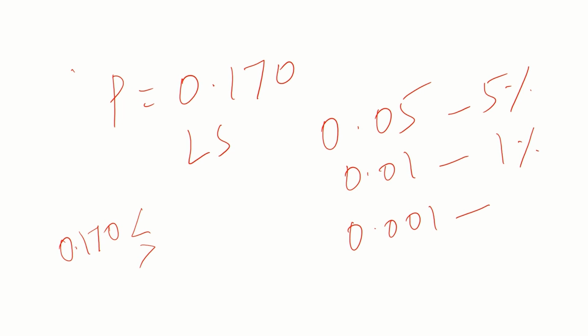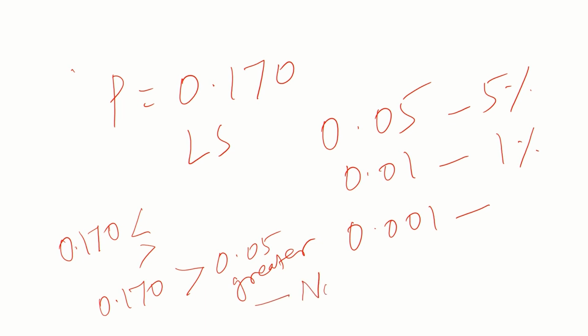Here 0.170 is greater than 0.05. This is called greater than. It is greater than 0.05. Greater than 0.05 indicates not significant. Shortly we call it NS, not significant.